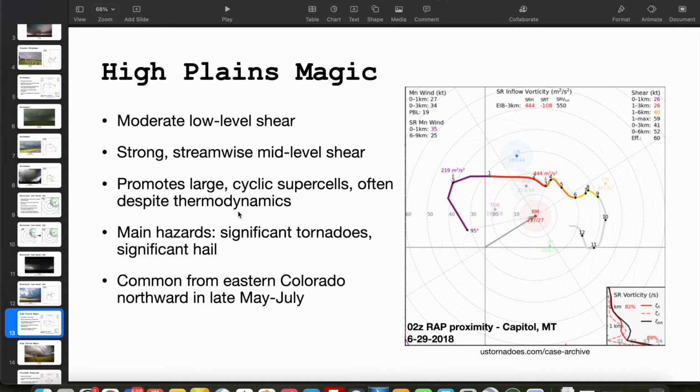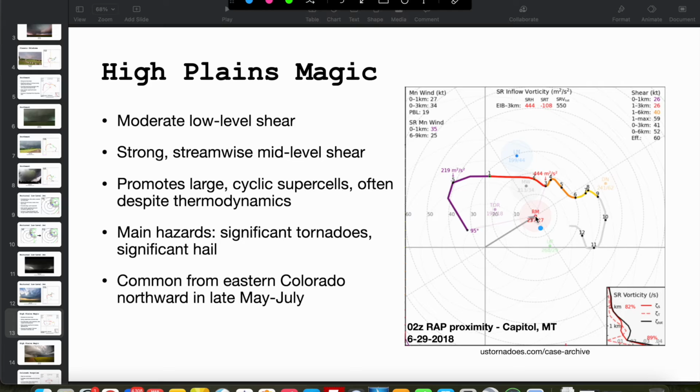So our next hodograph is what's referred to as high plains magic. It's your high plains, kind of eastern Colorado into Wyoming, Montana. That tends to happen late May into July. And with these hodographs, you'll often see moderate to strong low-level shear with strong streamwise mid-level shear.